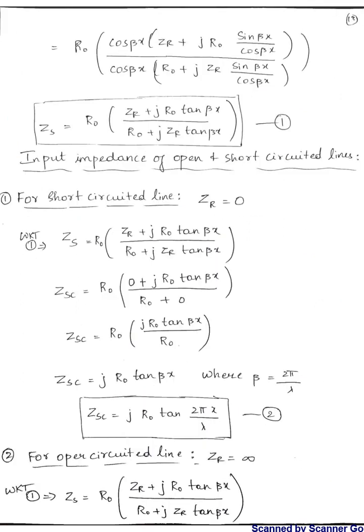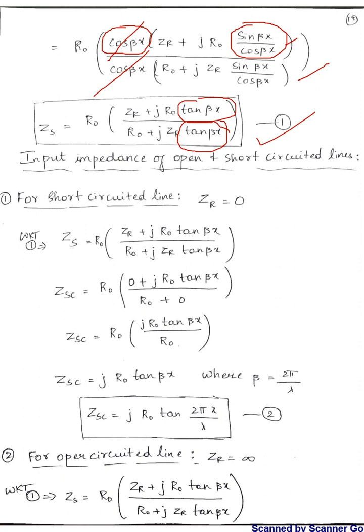From the previous equation, if I take cos beta x common, this equation can be rewritten as: R naught cos beta x I'm taking common. So Zr plus j R naught, here I had sin beta x alone, so I am dividing by this cos beta x, and similarly in the denominator also I am doing the same. Now can I cancel this cos beta x and cos beta x and write the equation, and also we know that sin beta x by cos beta x is equal to tan beta x, since sin by cos is tan, and here also I am replacing sin by cos as tan. This is how I got the first equation.